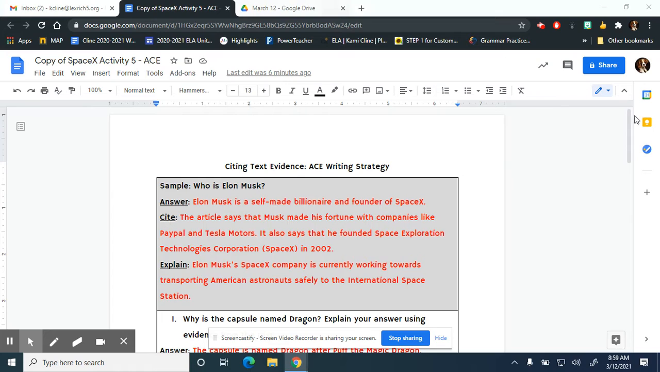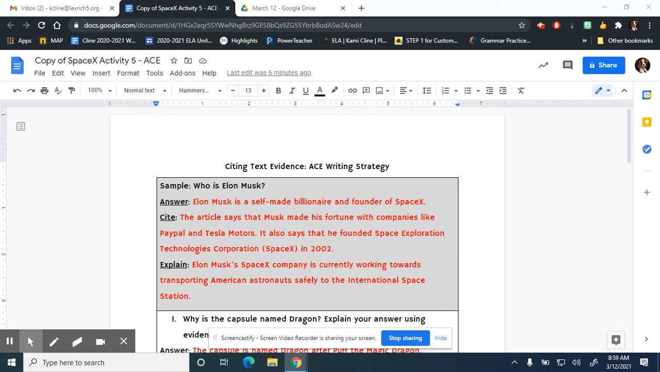So let's look at the sample question that's on your page. It says, who is Elon Musk? Well, if you go back into the article, you will see where it says Elon Musk is a self-made billionaire and founder of SpaceX. That would be the answer. Notice how I reworded the question. Elon Musk is. You always start with a complete sentence.